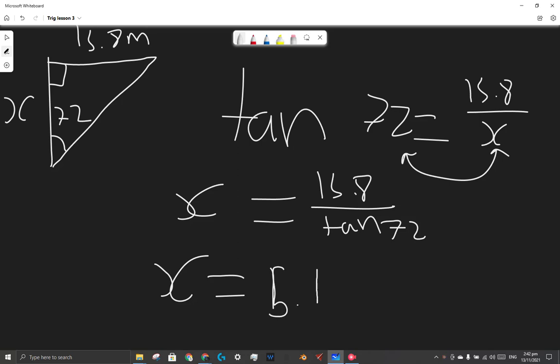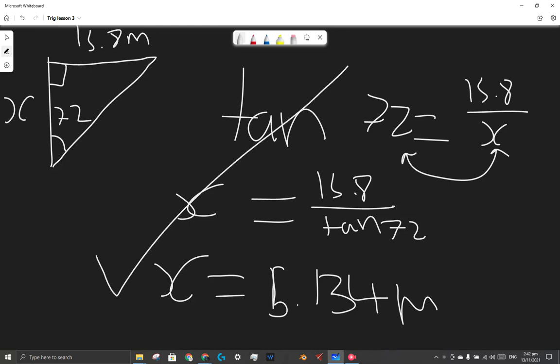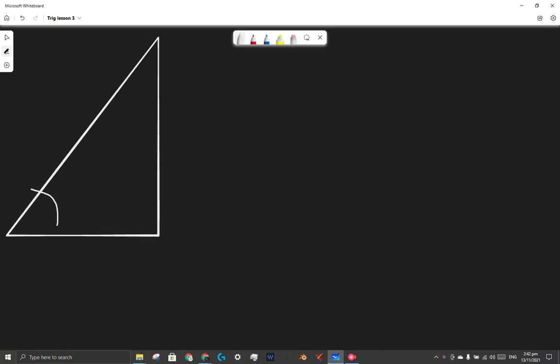Okay, so if you got an answer of x equals 5.134 meters, then well done. So that you've got that part. Now let's move on to the next question. The next question I'd like you to solve is this one here.